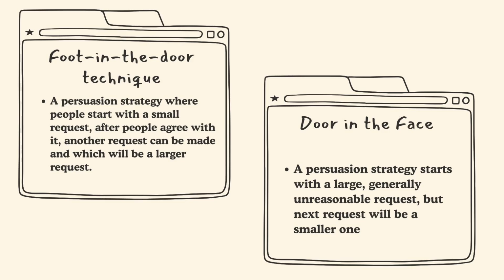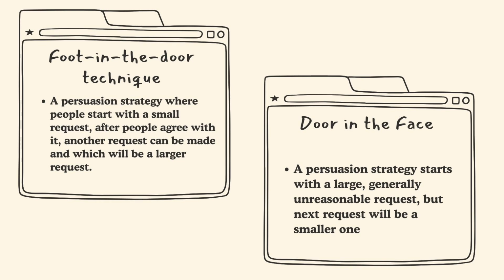We're going to talk about two different persuasion strategies that are really useful in our lives. The first one is the foot-in-the-door technique. This is a persuasion strategy where people start with a small request, and after people agree to it, another request can be made, which will be a larger request.